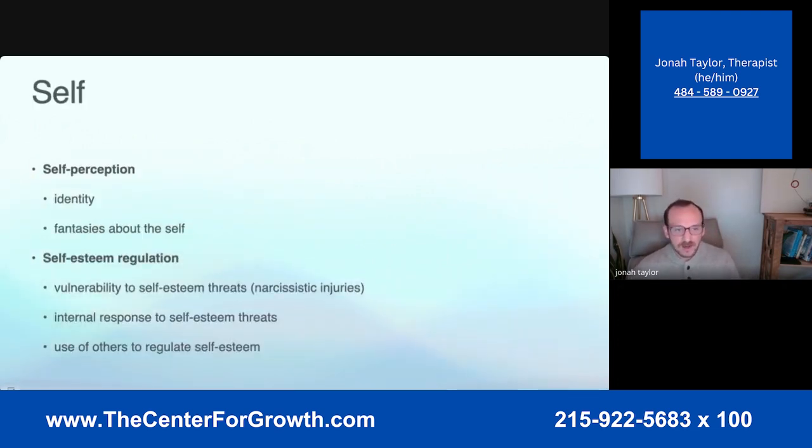So in this psychodynamic approach, we're always looking at what might be happening unconsciously. This first area is the self. The textbook breaks that down into two main categories. One is self-perception, and then the other is self-esteem regulation.